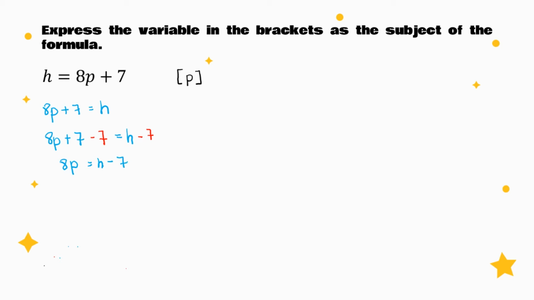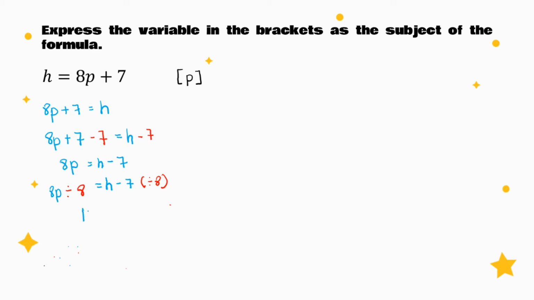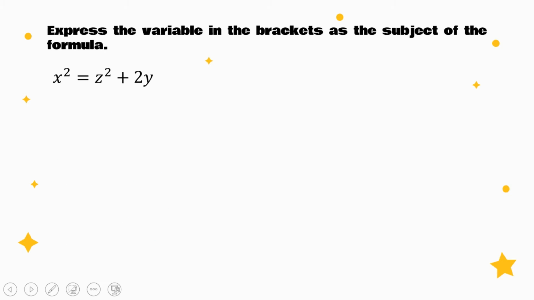Now we have 8P. We want to dismiss 8. So 8P we divide with 8. The same goes at the right hand side, H minus 7 divide by 8. So we get the final answer, P equals to H minus 7 over 8. So this is the final answer for this question. Now let's move on to the next question.